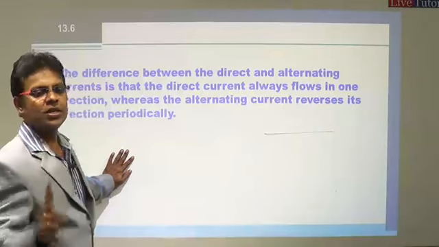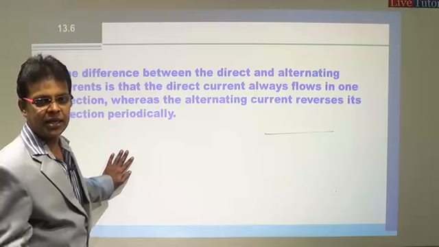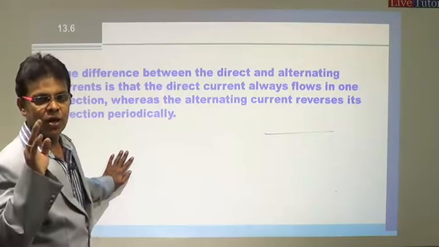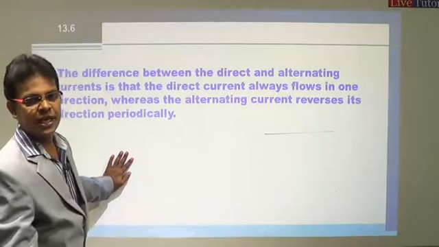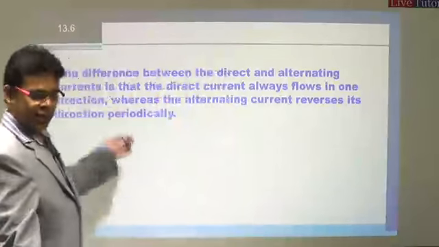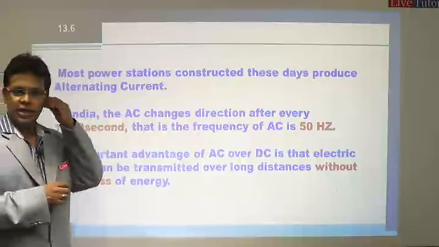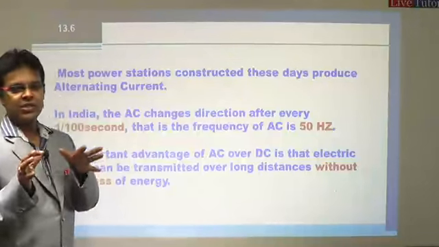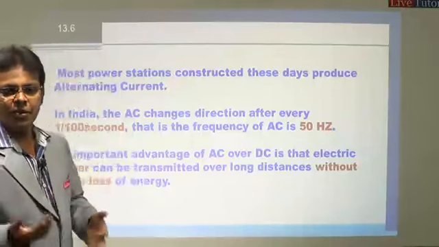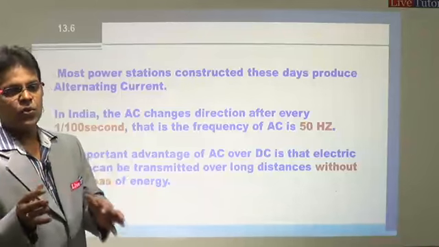This is one of the important basic differences between AC and DC. Direct current is always flowing in one direction, unidirectional. Whereas alternating current reverses its direction periodically. This one point you have to understand. Later we'll add one more point. Now in India, most power plants, power stations, hydroelectric power stations or atomic power stations or thermal power stations, are all constructed these days to produce AC current only.